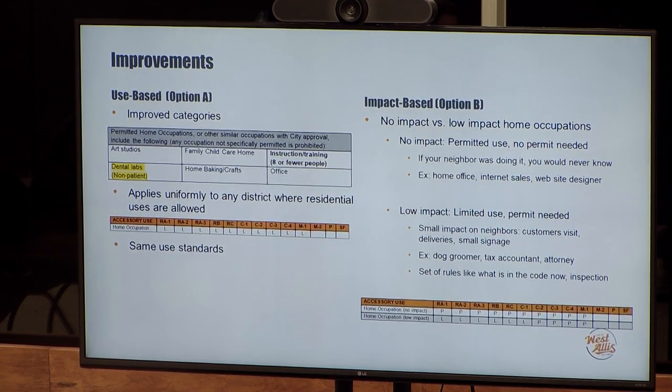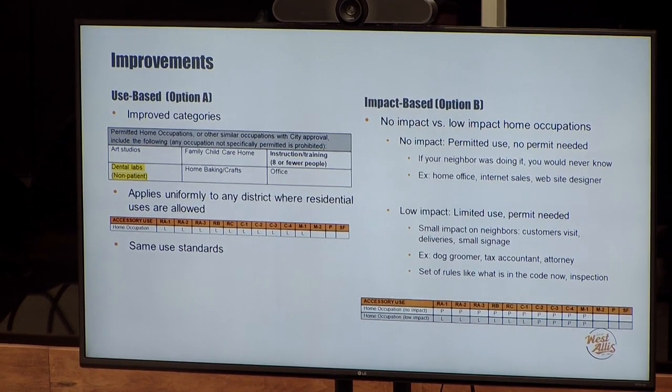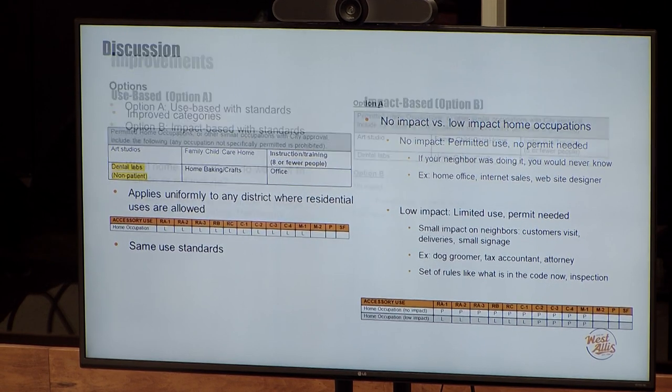There would also be a set of rules, like what's in the code right now, that would govern those low-impact uses. And then on the bottom, that's just the accessory use, where you have the zoning districts across the top, and the no-impact uses would be permitted by right, and then the low-impact uses would be limited uses, where they're allowed but you need to meet these standards. So that's option A and B, and then what's the next option?